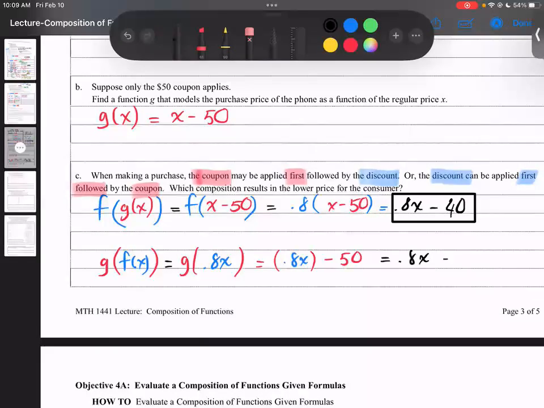Which one do you want to use? The second option, right? You want to apply the discount first and then the coupon.